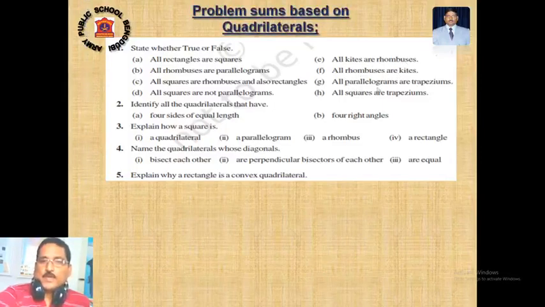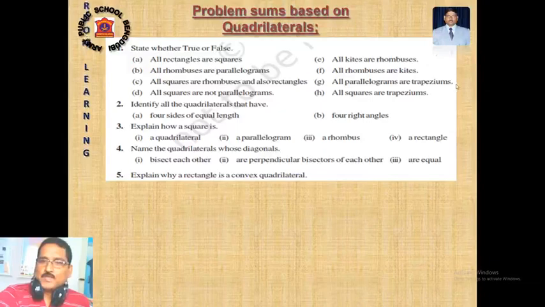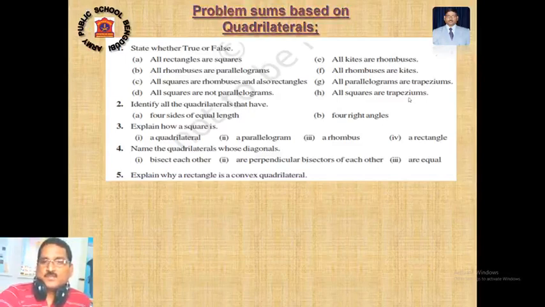Okay. All parallelograms are trapezium. Yes, because after trapezium I am getting parallelogram. All trapeziums are not parallelogram. Okay. So after trapezium I am getting parallelogram. All squares are trapezium. Yes, I told you earlier. Square is everything.